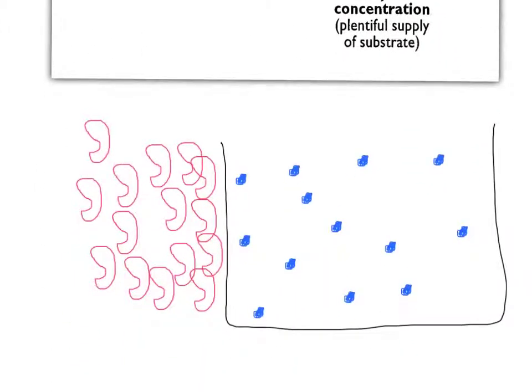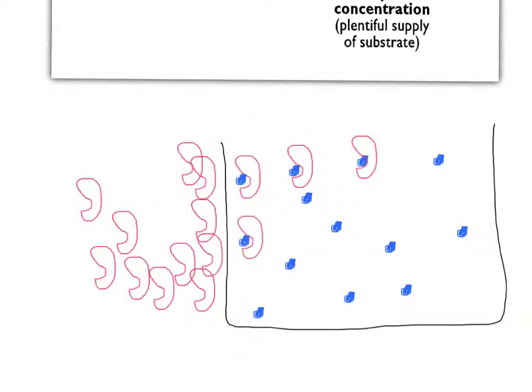This time I've got my blue substrate molecules in my reaction vessel, my beaker, whatever it is, and at the moment there's no enzyme in there, so no rate of reaction because no enzyme substrate complexes are forming. If I add enzyme, it will move around, eventually collisions will occur, enzyme substrate complexes form, and product forms. Adding more enzyme gives more collisions, more enzyme substrate complexes, therefore more product, so we get a higher rate of reaction, and we can keep doing that.